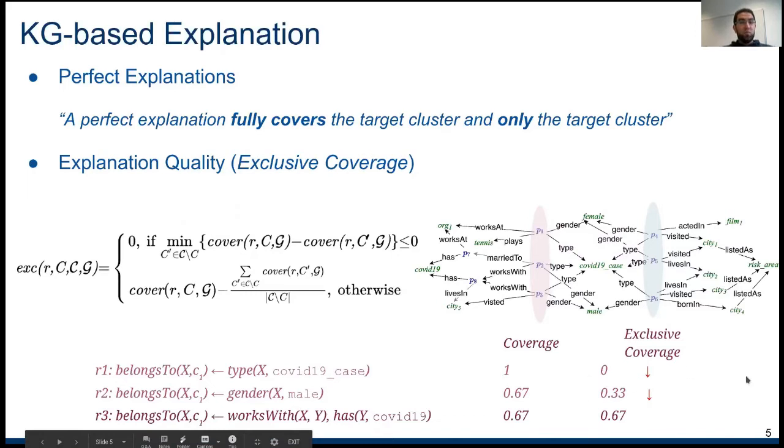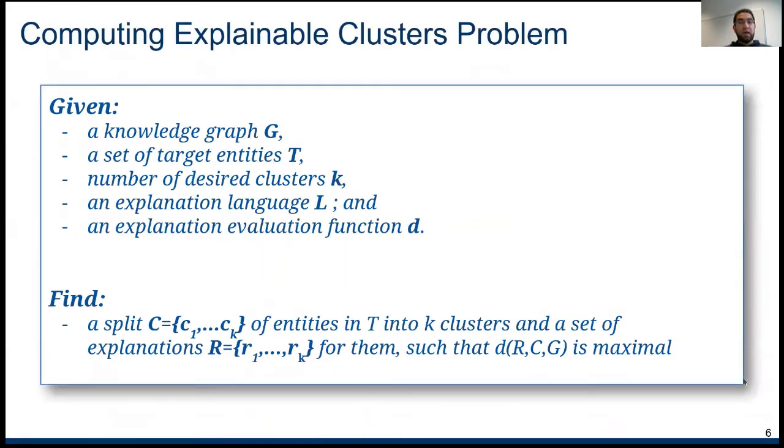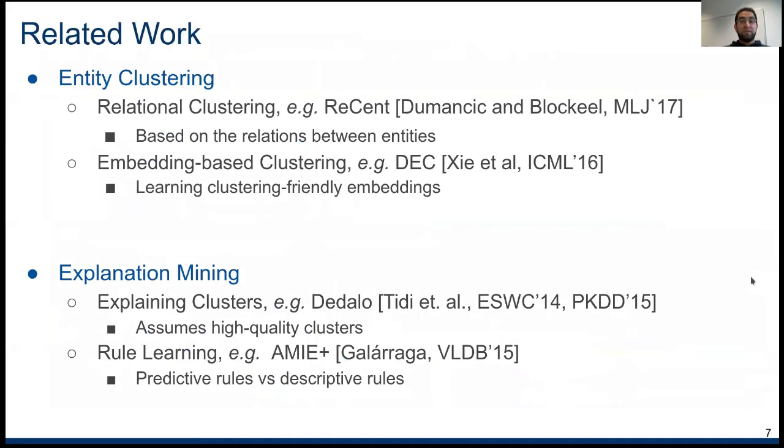After we have illustrated what we mean by explanation and how to evaluate an explanation, now let's put everything together and define the problem of computing explainable clusters as: given a knowledge graph, target entities, a number of clusters, an explanation language defining how the explanation should look, and an explanation evaluation function, our target is to find a split C for the entities in T into K clusters with explanations R such that the explanation's quality with respect to the KG is maximized. Before jumping to our approach, let's see what the state of the art is.